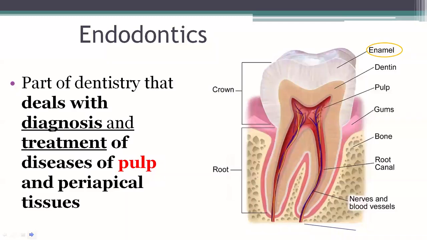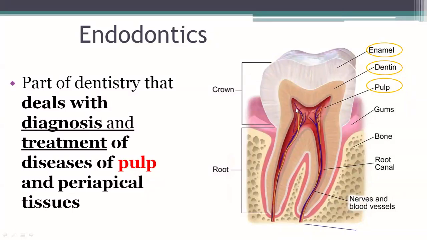We should start by defining what endodontics is. Endodontics is the part of dentistry that deals with diagnosis and treatment of diseases of the pulp and periapical tissues. So, what is the pulp? As a brief reminder, the tooth has the most external tissue, which is the enamel. Then we can find the dentin, and the innermost tissue is the pulp. So endodontics takes care mainly of the pulp.